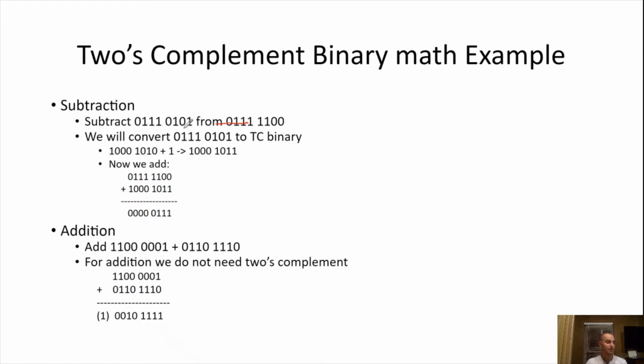So first flip. So we're going to get 1 0 0 0 1 0 1 0. That's the flip, and then add one. We're going to get this number. So that's the negative of that. So we already got the subtraction into the number. Now we just add them.